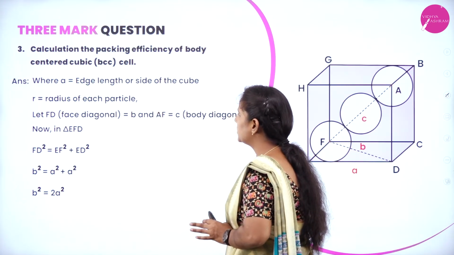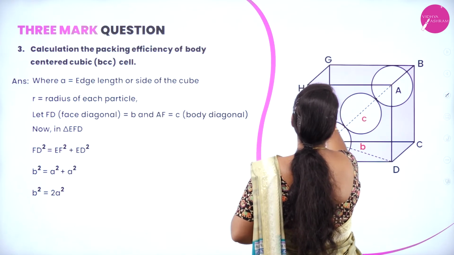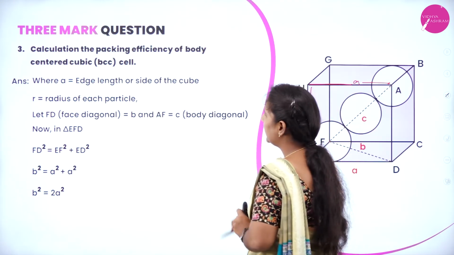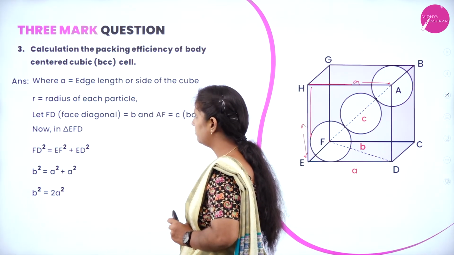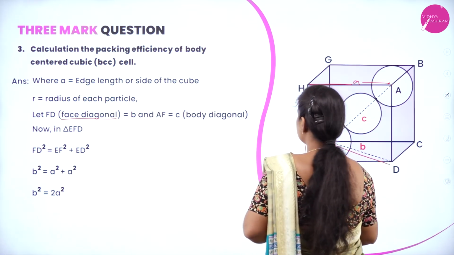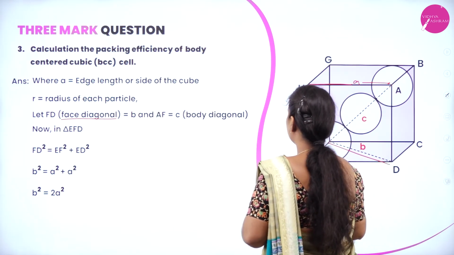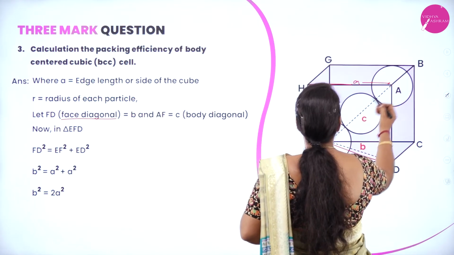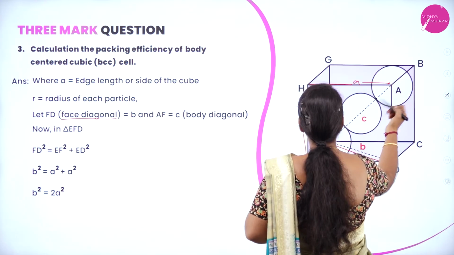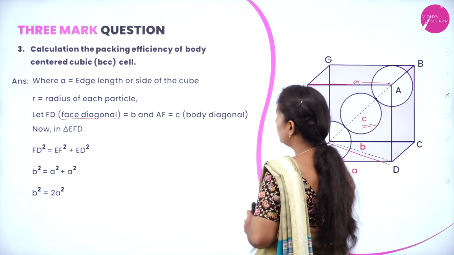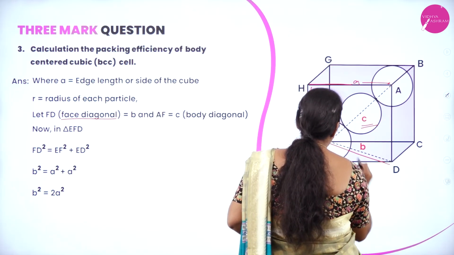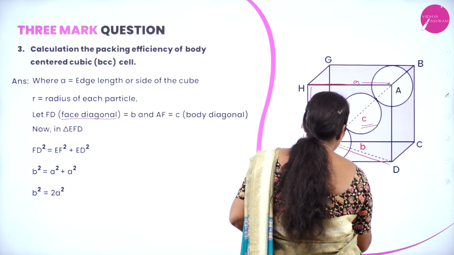So, a is the edge length, as we all know, and r is the radius of each particle. FD, as I have told you, is the face diagonal and is equal to b, and this is also a body diagonal. Why is it a body diagonal? Because it is passing through the body center, hence it is a body diagonal and AF will be equal to c, whereas FD will be equal to b.